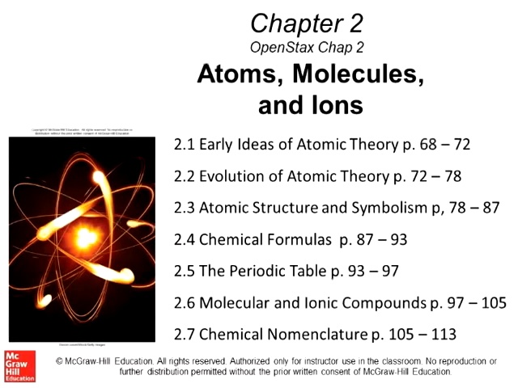The following topics will be covered, but not necessarily in this order. We'll take a look at early ideas of atomic theory, evolution of atomic theory, atomic structure and symbolism, that is, the symbols used, chemical formulas, the periodic table, molecular and ionic compounds, and chemical nomenclature.